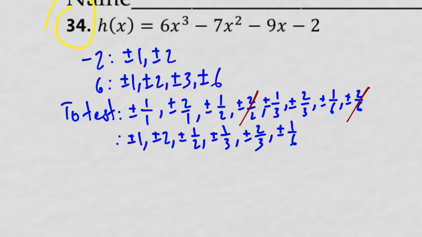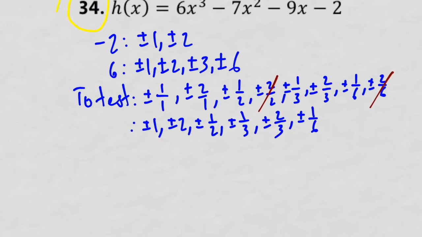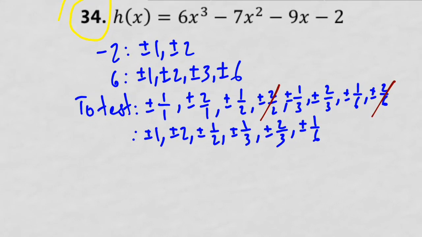All right, so there actually are not that many to test out, although we do have some fractions we're going to have to be dealing with. Let's hope that it's either 1 or 2 or -1 or -2, right? But if it's not, we have to test those fractions. All right, let's set it up for synthetic division. 6, -7. Are there any missing ones? No, no zeros here, right? Just -9 and -2.